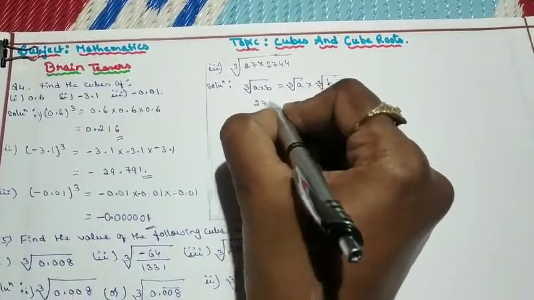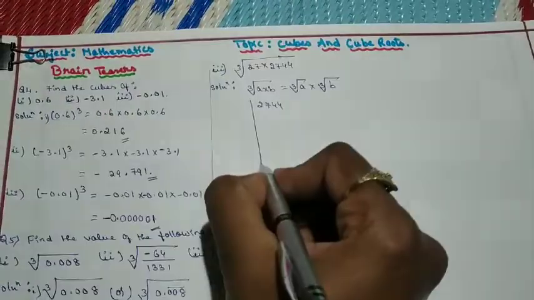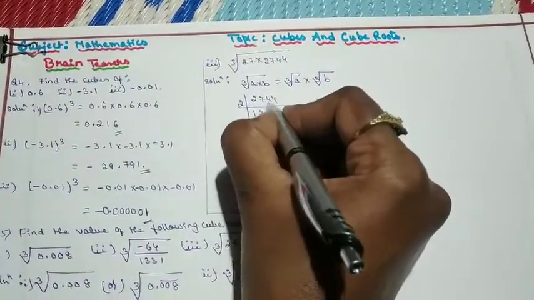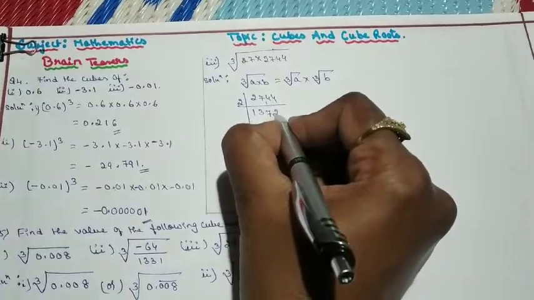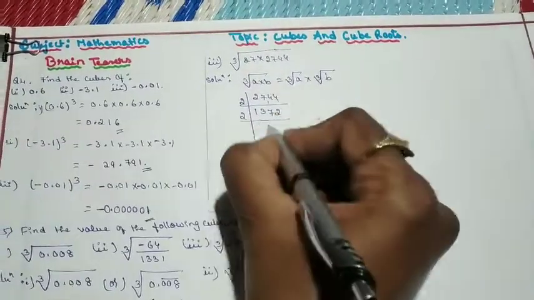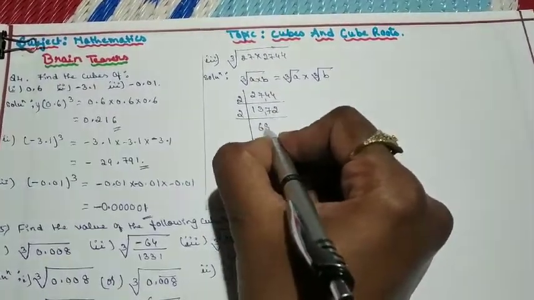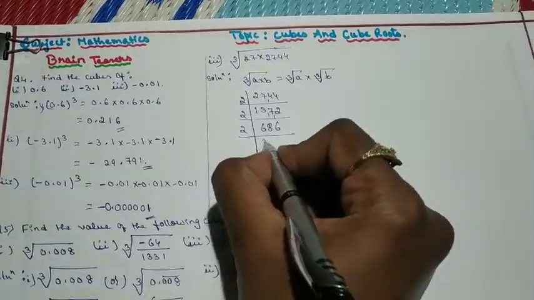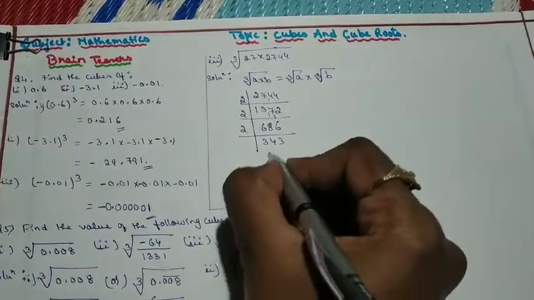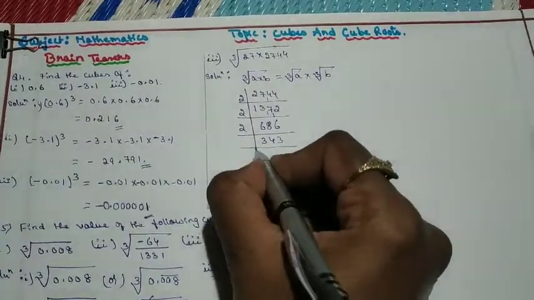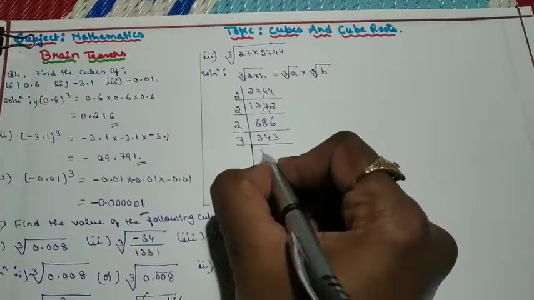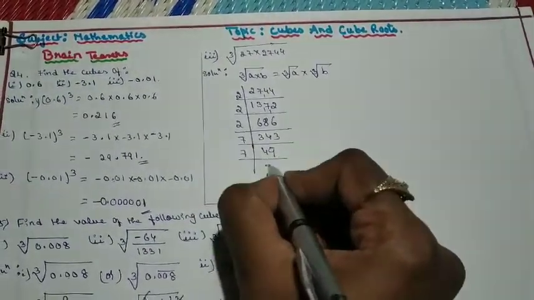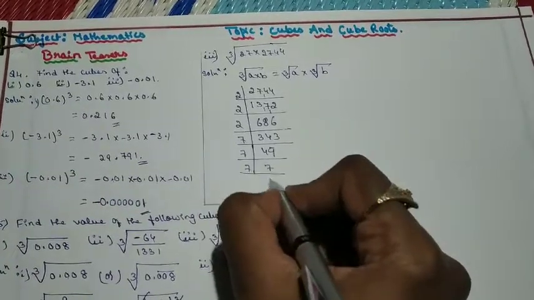So let me go here. 2744 is ending with 4, so I'll go with the 2 table. 2 1s are 2, 2 3s are 6, 2 7s are 14, 2 2s are 4, then 2 6s are 12, 1 remains, 2 8s are 16, 1 remains, 2 6s are 12, then 2 3s are 6, 2 4s are 8, 2 3s are 6. We know that 343 is a perfect cube of 7: 7 4s are 28, 7 9s are 63, then 7 7s are 49, then 7 1s are 7.